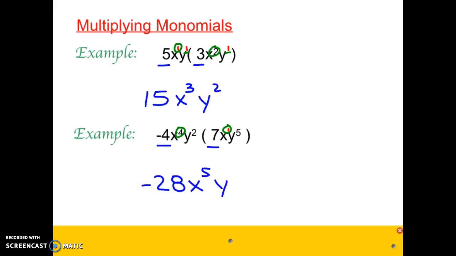If we look at the y's, we have an exponent of 2 with the first one, 5 with the second term. 2 plus 5 would be 7. So our answer would be negative 28, x to the fifth, y to the seventh.